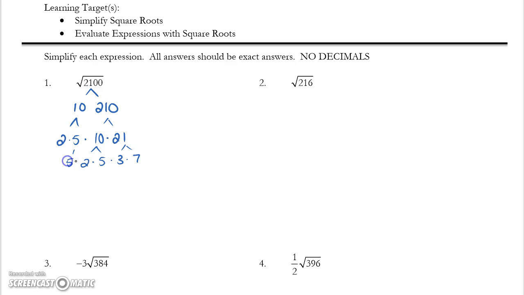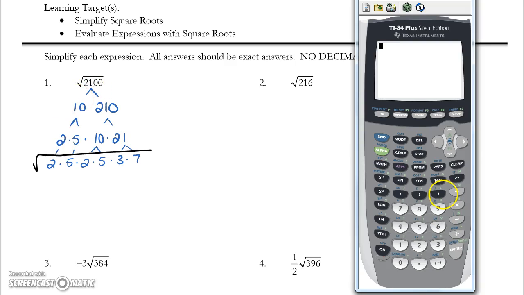Don't leave anything up top. I want to be able to bring down all of my factors. So I multiply all of this in my calculator, and I should get back to 2,100. If I multiply 2 times 5 times 2 times 5 times 3 times 7, so I multiply all of my factors down here, hit enter, I get back to my original number. That's a way to always check that you've not missed a number or left a number hanging up on the top.